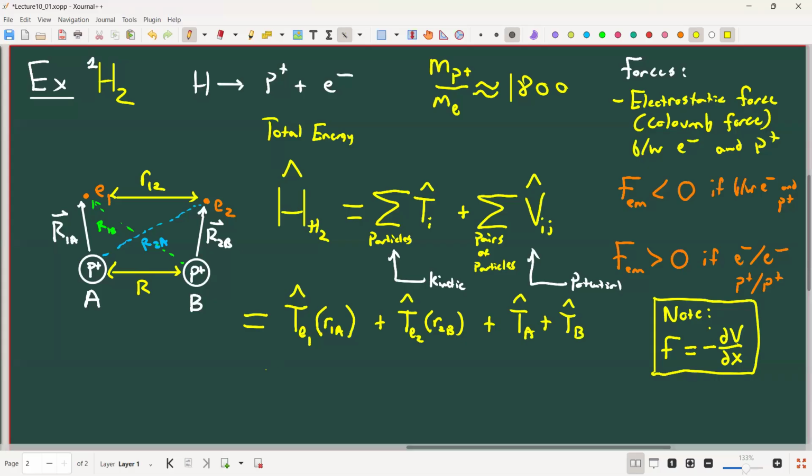Okay. Those are our kinetic energies, right? There's 4 of them because there's just 4 particles. And then I have all these potentials, right? I have all these connections. So let's write down all the different connections we have.